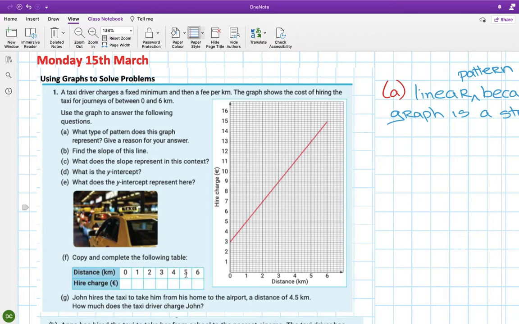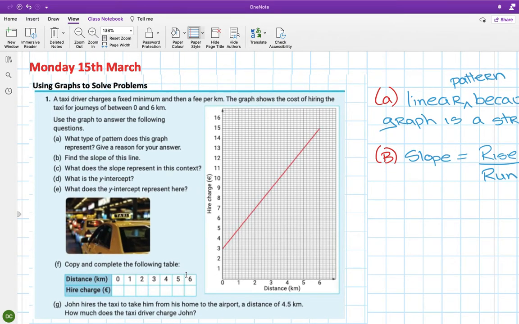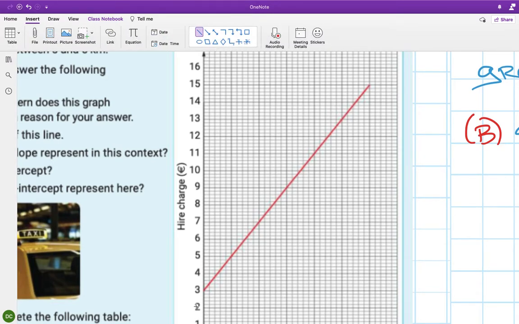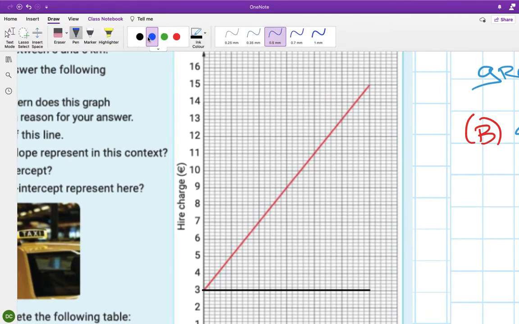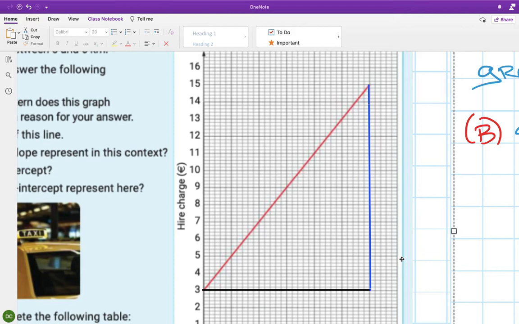Okay, so part B, this was the one where you have to find the slope. And we know that the slope, hopefully you went back on yesterday's video or Monday's video, is equal to rise over run. So I'm going to zoom in on my graph a little, and I'm going to make my triangle. I'm going to start here, go across to there, and then we'll start here and go to there. So I made my triangle. This one, the blue one, is the rise. And then the horizontal one at the bottom is the run.